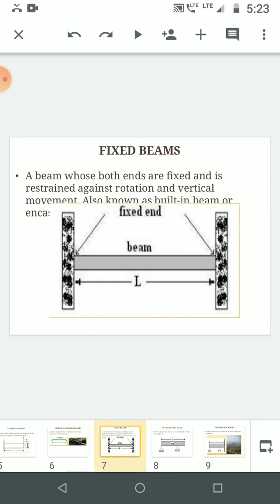Now look at this figure. It is a fixed beam. This beam is fixed at both sides, left hand side and right hand side. It is called a fixed beam. At both sides, there will be a vertical reaction, horizontal reaction, and moment reaction.